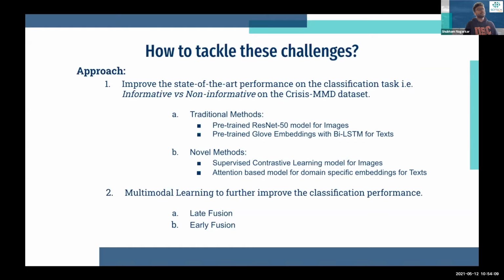And in the novel methods, we have explored newer methods called contrastive learning for images, and we are using something called attention-based domain-specific embeddings for texts. And our second approach is to further improve the performance of these classification tasks by using something called multimodal learning. Again, there are two methods here, which are called late fusion and early fusion. So let's go into the depths of these methods.